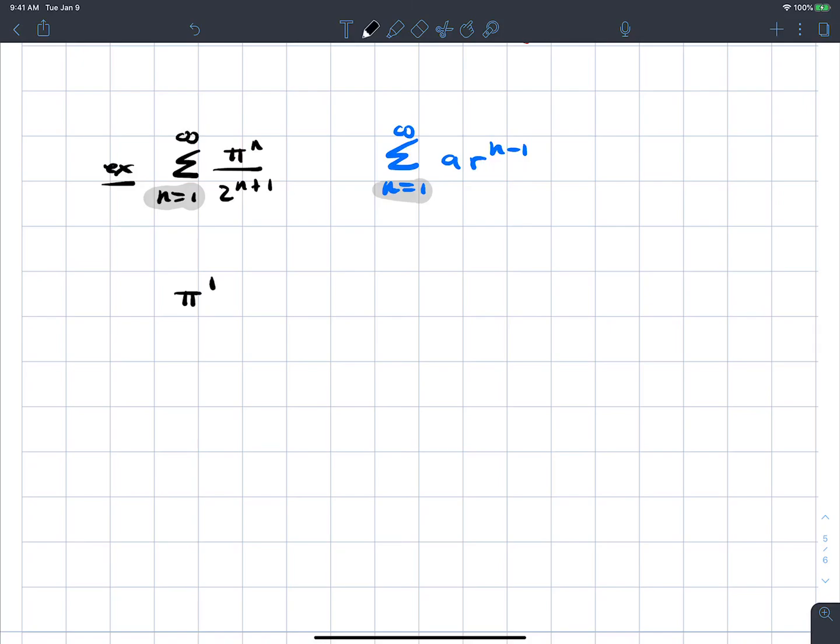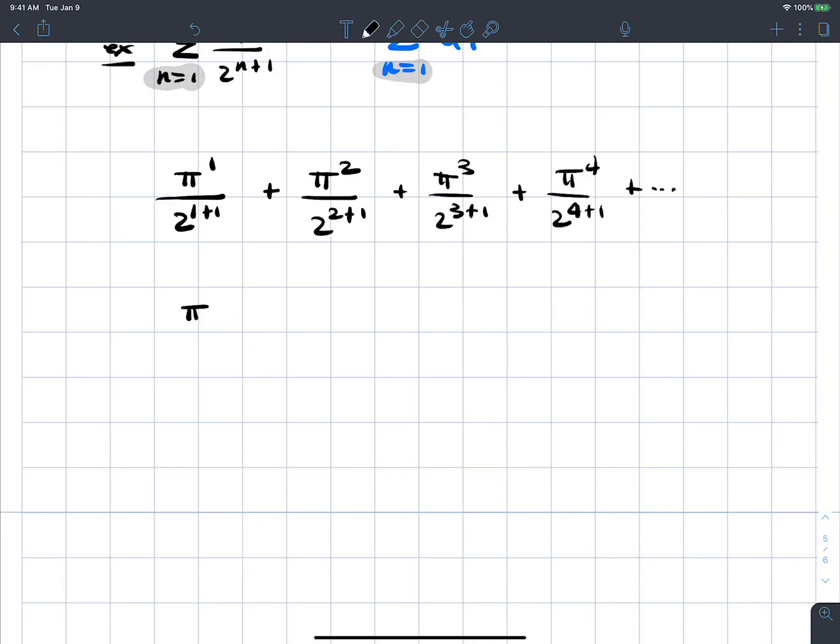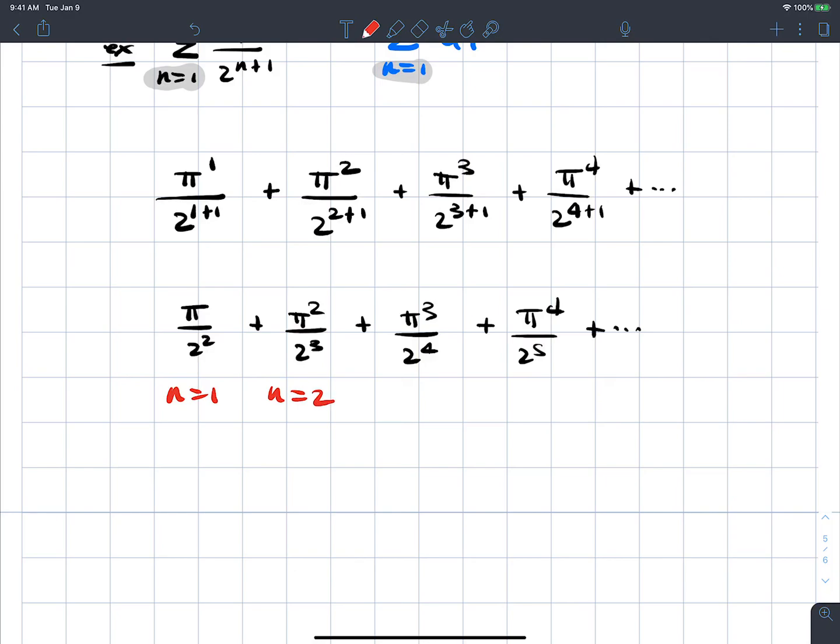If that's the case, we get pi to the first power over 2 to the 1 plus 1. Now n is 2. Pi squared over 2 to the 2 plus 1, plus pi cubed over 2 cubed plus 1, plus pi to the 4th over 2 to the 4th plus 1, and then this goes on forever. So you get pi over 2 squared plus pi squared over 2 cubed plus pi cubed over 2 to the 4th plus pi to the 4th over 2 to the 5th, and that's found by simply looking at the terms where we have n is 1, n is 2, n is 3, n is 4.